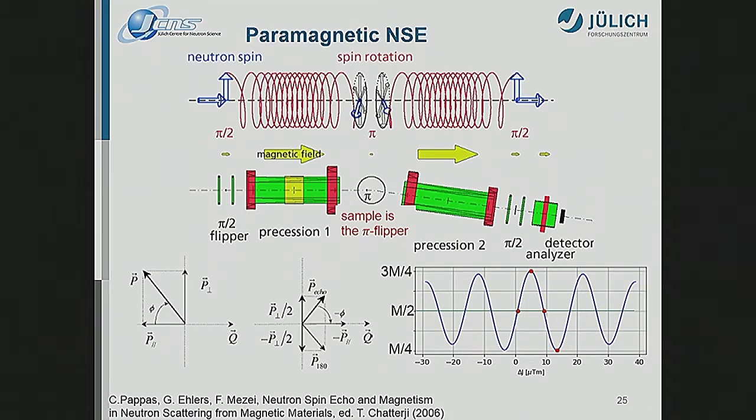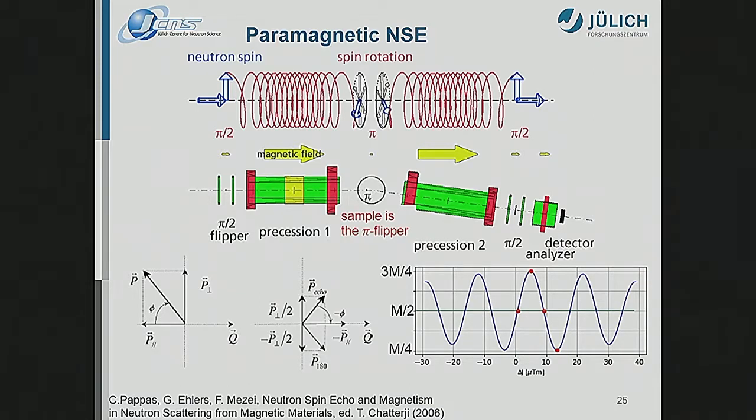The one I want to mention is that in principle, in that IN11 type of experiment, your sample has to be non-magnetic. Whatever you put in the middle has to be non-magnetic because it will depolarize the beam. There are exceptions. You can put a paramagnetic sample, for example. In this case, your sample is the flipper. That sample will act as a pi flipper, so you don't need the pi flipper.